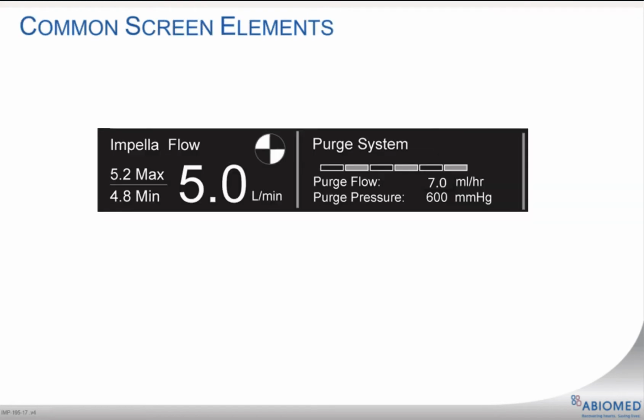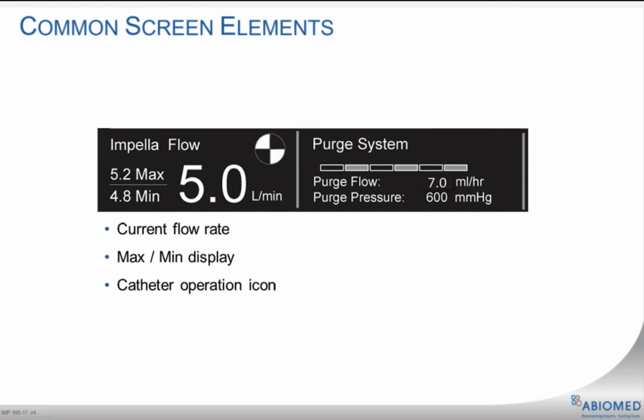Regardless of what screen you are on, there are common screen elements that will be displayed at the bottom of each automated Impella controller screen. The Impella flow area displays a mean calculated Impella catheter flow in liters per minute, as well as the calculated flow during systole and diastole, as represented in the max-min display.